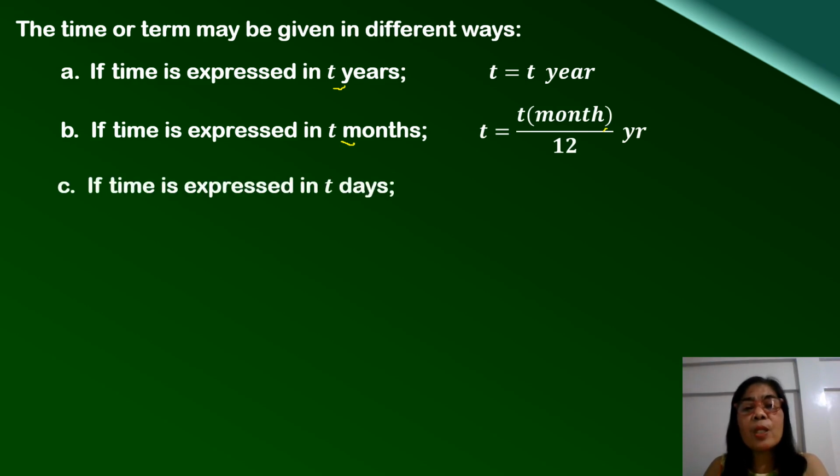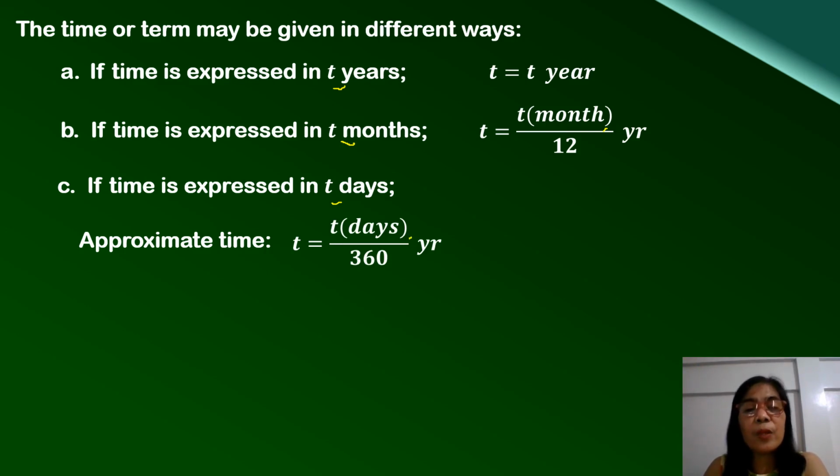If the time is expressed in days, in the approximate time, there are 360 days in 1 year, assuming that there are 30 days in 1 month and 12 months in a year, for a total of 360 days in 1 year. So we convert the time by dividing the days by 360 to express it in years.